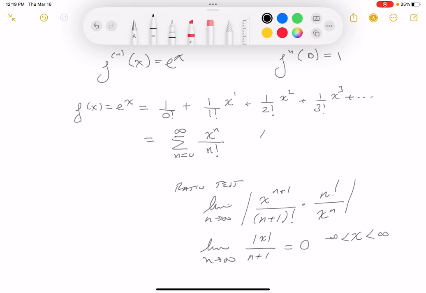What's the radius over here? The radius is infinity. What's the interval going to be? From minus infinity to infinity. And that's end of story. How do we derive that? We use Taylor's expansion to do that, centered at 0.